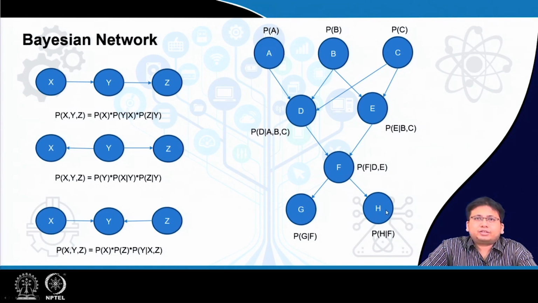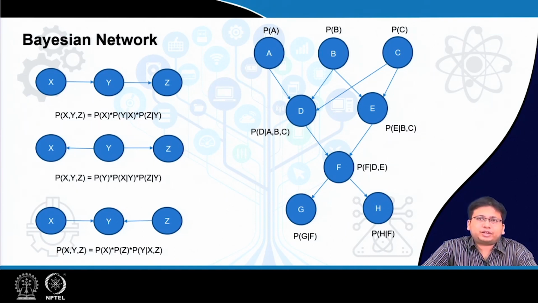Similarly, for F, that has 2 parents D and E. So, we write it in this way. If you consider G and H, both of them have the same parent F. So, I write in this way. So, the joint distribution of all the 8 variables, we can write as P of A times P of B times P of C times P of D given A, B, C times P of E given B, C times P of F given D, E and so on.